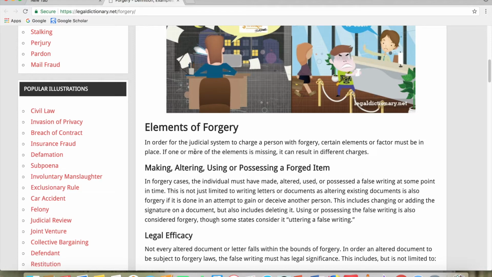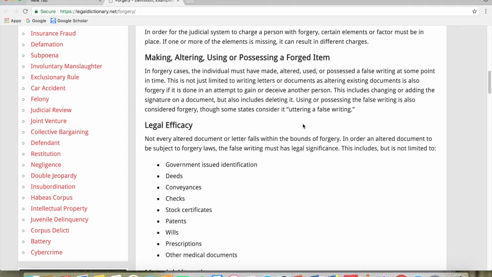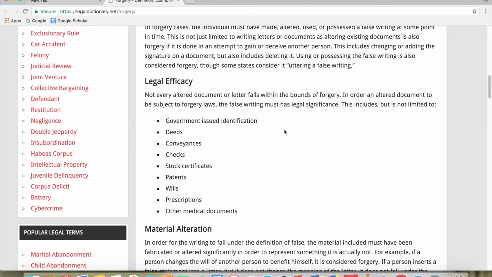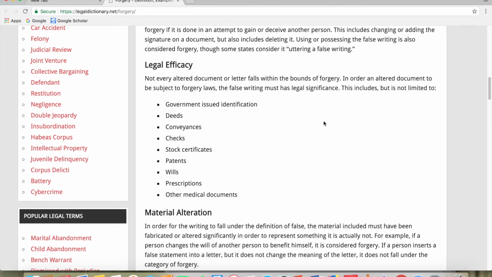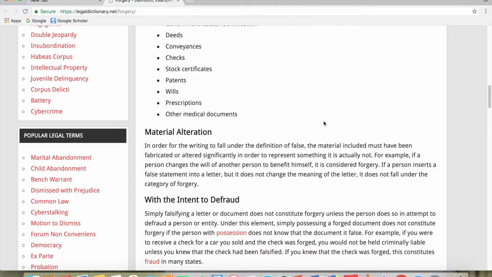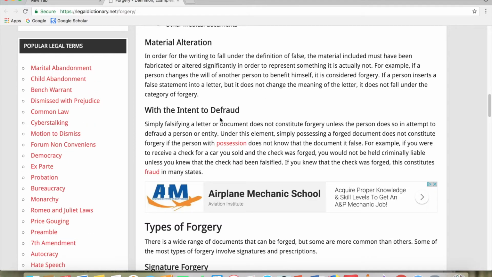Now, in order for the judicial system to charge them, they have to have the elements. If one or more is missing, they can't. And here are the descriptions. You can read it yourself. Like I said, you know about uttering, I'm sure. But one of the key things here is legal efficacy. Not every altered document or letter falls within the bounds of forgery. In order for an altered document to be subject to forgery laws, the false writing must have had legal significance. It includes, but is not limited to, government IDs, deeds, checks, stock certificates, patents, wills, prescriptions, and it has to be a material alteration, and it has to be with the intent to defraud.